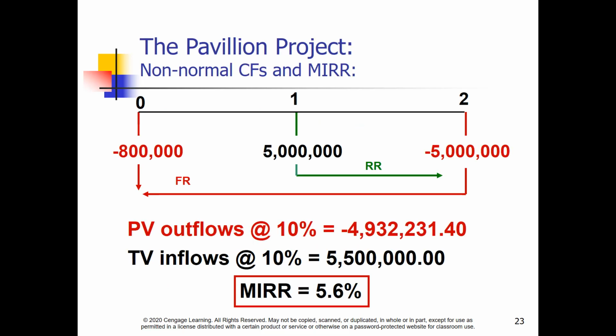With non-normal cash flows, MIRR is the technique to use to find a rate of return. I especially like this example because it makes it clear that all negative cash flows are discounted to the left. All positive ones are future valued to the right. An MIRR of 5.6% is more consistent with a negative NPV.